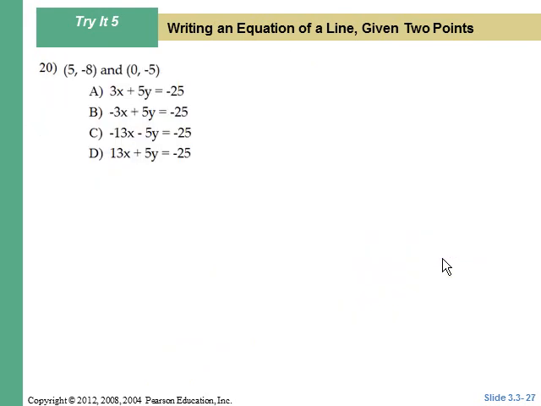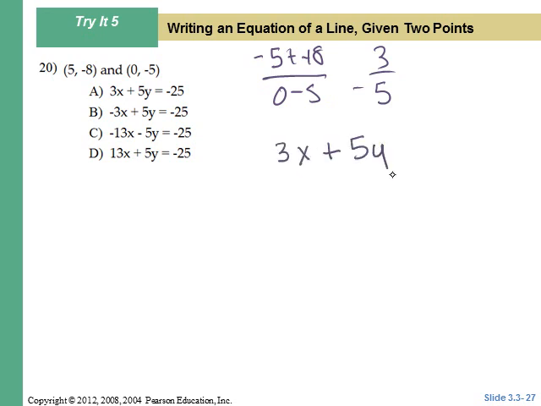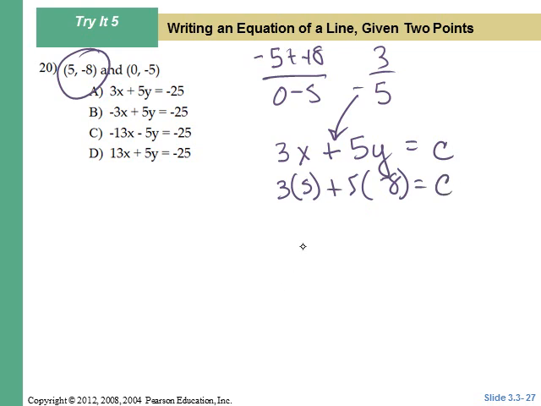Standard form. Okay, so you do this one. Slope first: negative 5 minus negative 8 over 0 minus 5. This is negative 5 plus 8, which is 3 over negative 5. So we would have 3x plus 5y, remember we have to change the sign, equals c. Let's substitute in this point. 3 times 5 plus 5 times negative 8 is c.